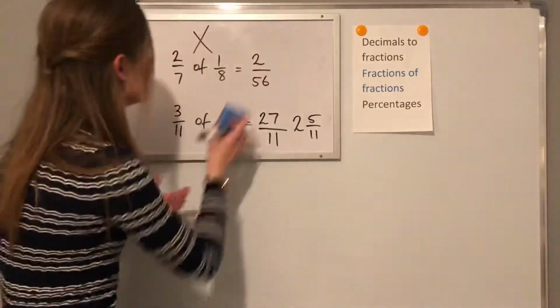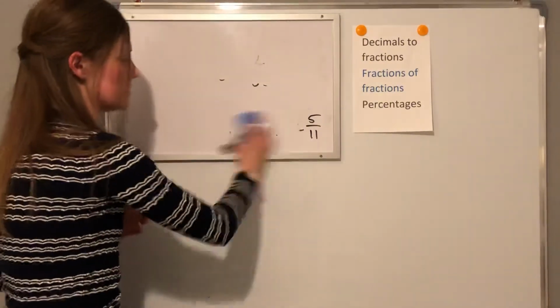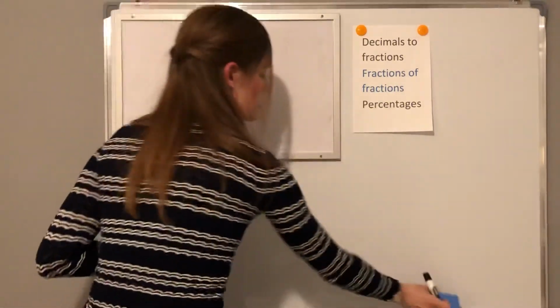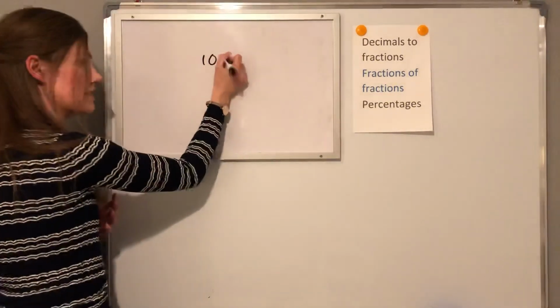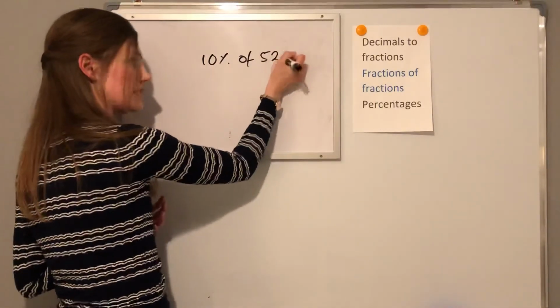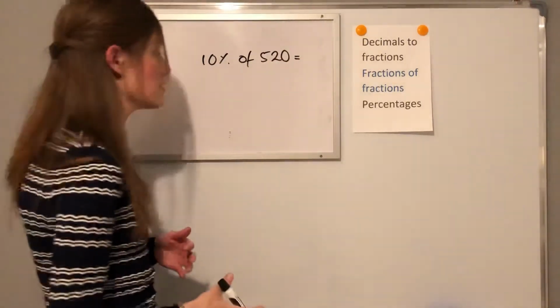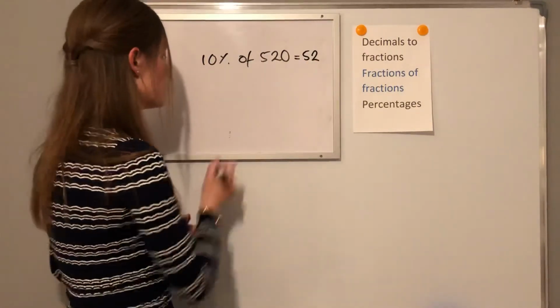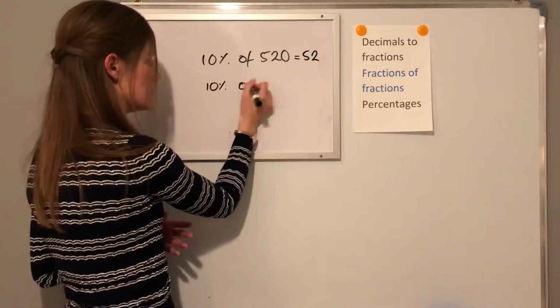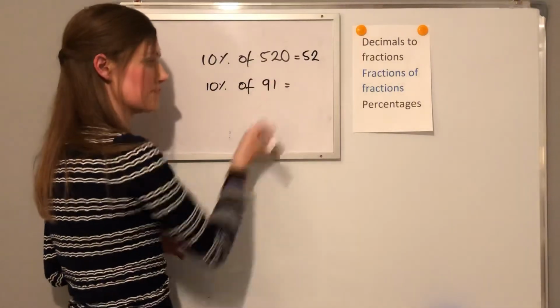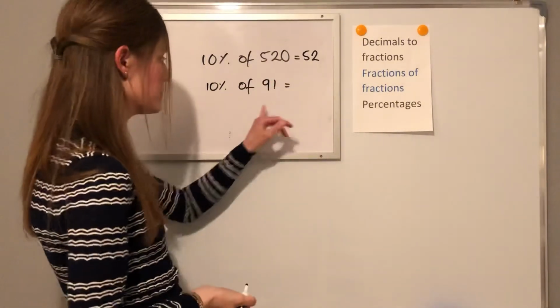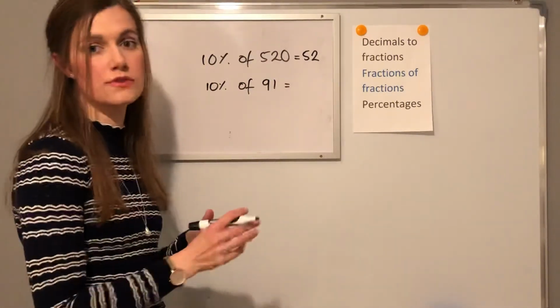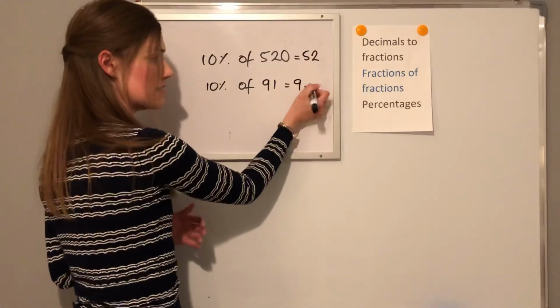Okay. Then lastly, percentages. How did you find 10% of 520? You just took off the 0, 52. What about 10% of 91? You remember? You hop back 1 decimal and that makes 9.1.